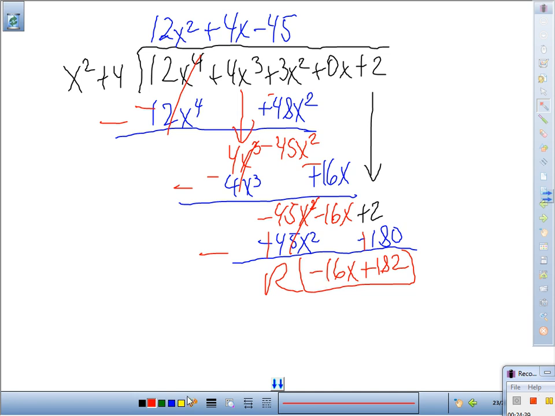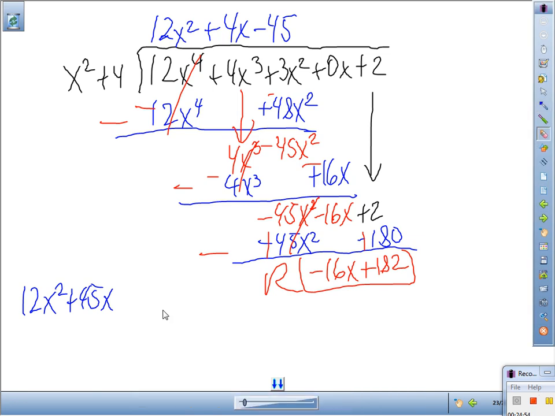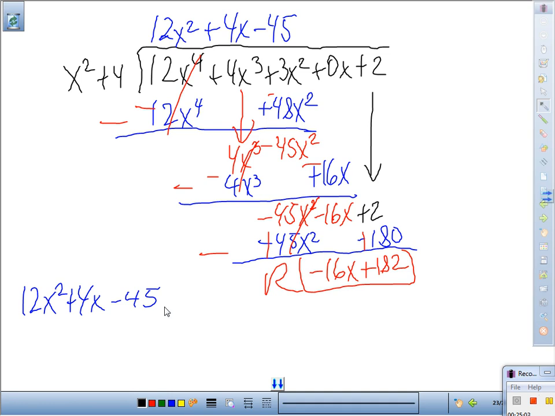Okay. So, our whole number is 12x squared plus 4x minus 45. I got that from here. But now I need to add the fraction or the remainder. What is my remainder? My remainder is negative 16x plus 182 over my divisor, which is x squared plus 4.